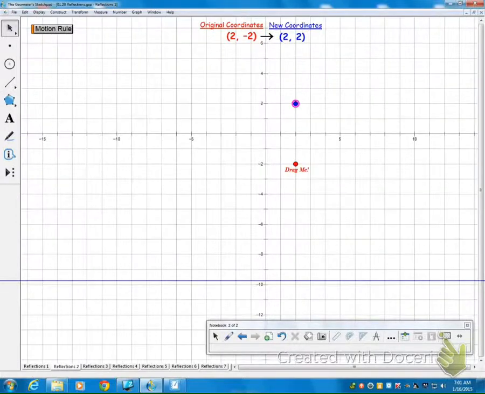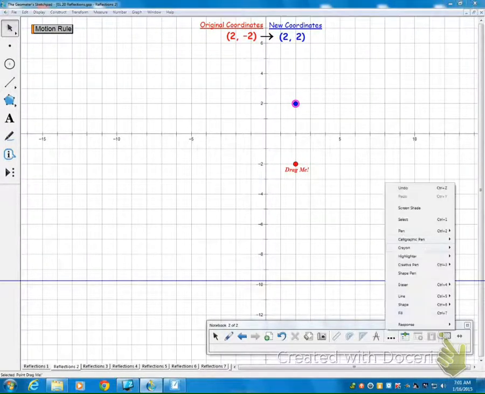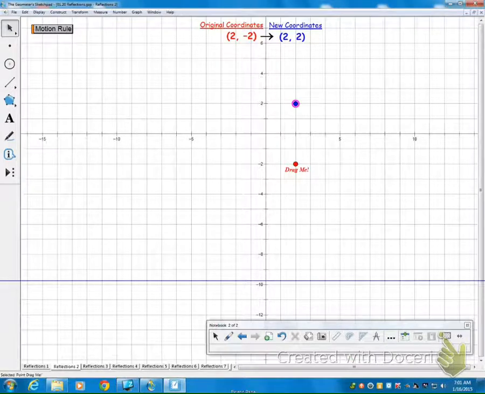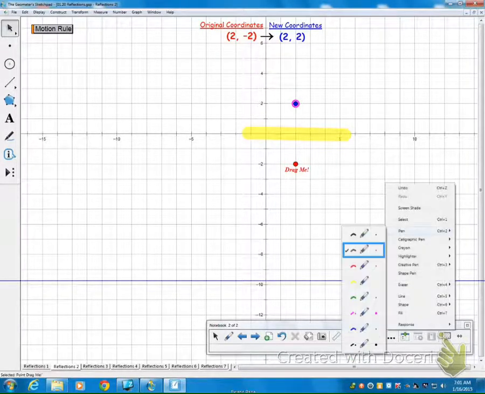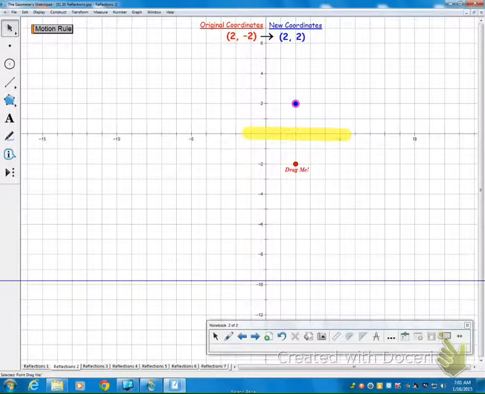Well, it's the same thing if I reflect over the x-axis. The only thing is now I have a new line of reflection. So I'm going to highlight my line of reflection here because my line is now the x-axis. And let's start with our original point, my red point, and see that it is 2 units away from my line of reflection. So that means that my new point should also be 2 units away from my line of reflection. So that's how we're making that reflection. Now again, let's look at our motion rule. Our motion rule this time is x, -y.